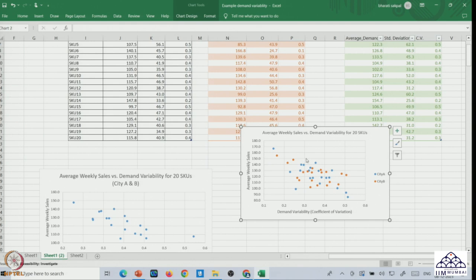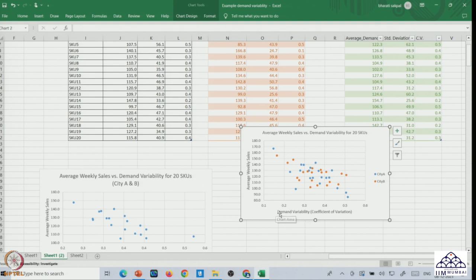It is very easy. You can simply use the chart options available over here and try to create the scatter plot. For your reference, we have already provided you the solution. You can look into this solution as well, and let's see what is kept on the x-axis and what is kept on the y-axis.